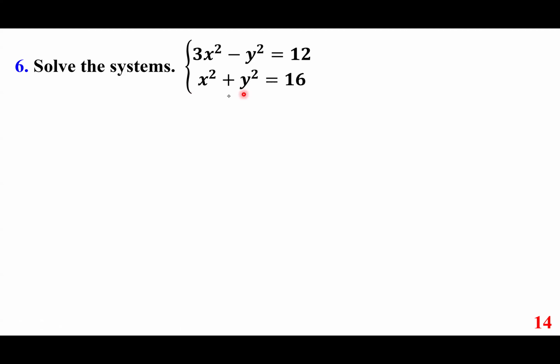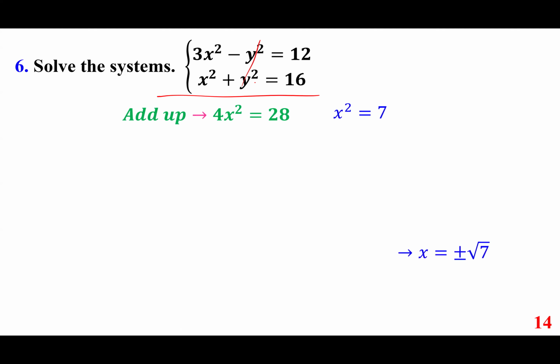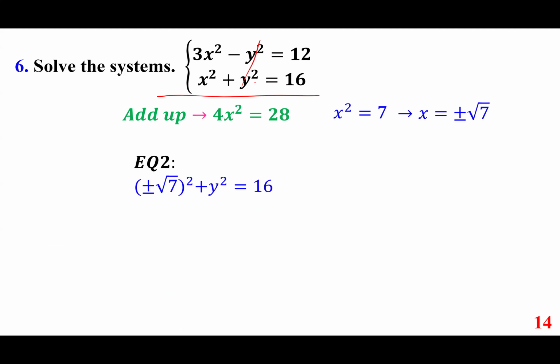So I hope you see that we can add them up. These two cancel each other. We get 4x squared equals 28. That means x squared is 7. That means x is plus minus square root of 7. You put that into one of the equations, for example, equation 2, and because x is being raised to the power of 2, positive or negative makes no difference. This gives you 7. Subtract it from 16, you get 9, and y becomes plus minus 3.